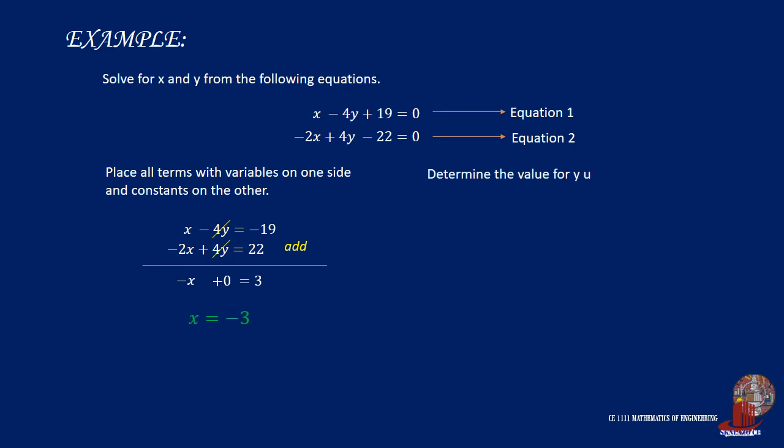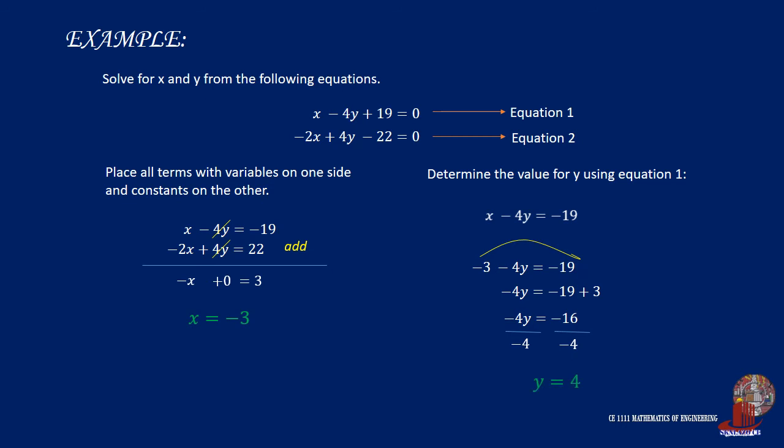Next is to determine the value for y. By using equation 1, we can plug in x and come out with negative 3 minus 4y is equal to negative 19. And moving the constant to the other side, we get negative 4y is equal to negative 19 plus 3, resulting in negative 4y is equal to negative 16. And dividing both sides by negative 4, we get y is equal to 4.